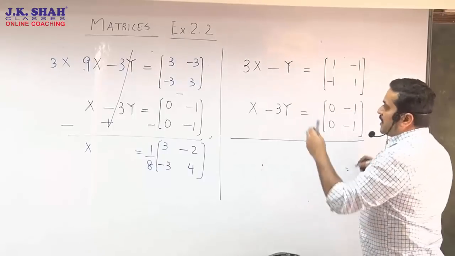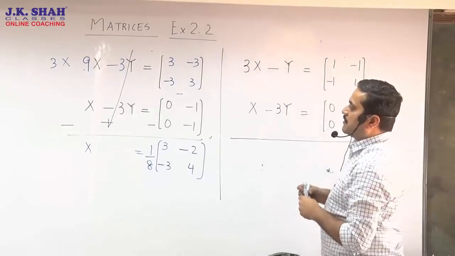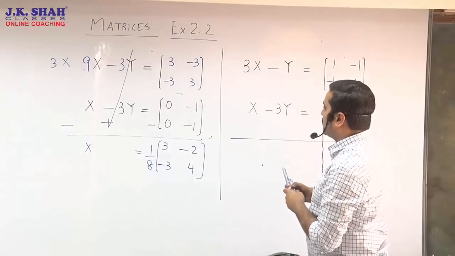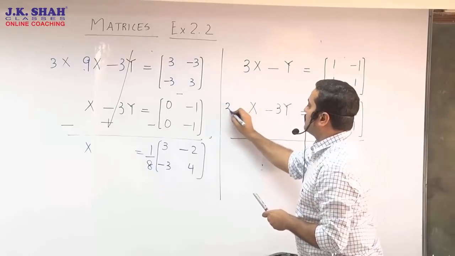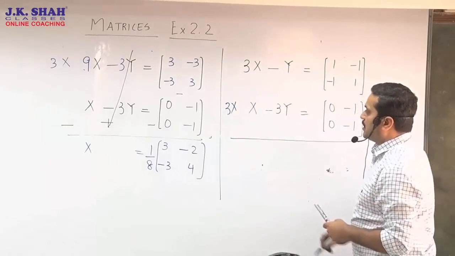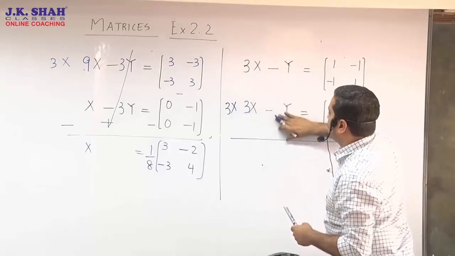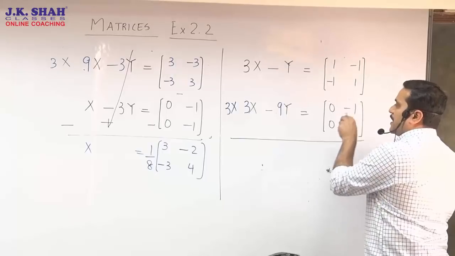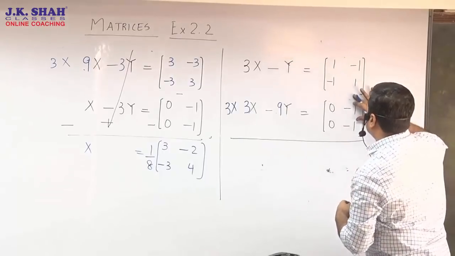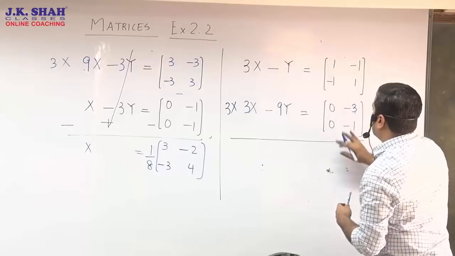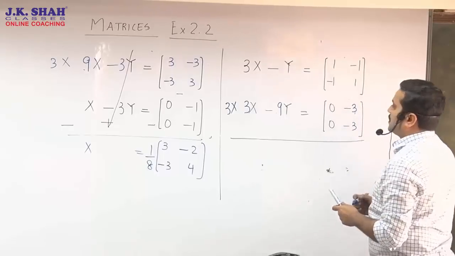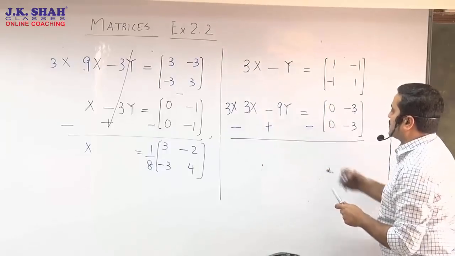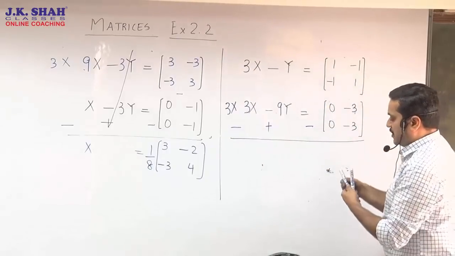So there we multiplied the first equation by 3, because we were finding x. Now since we want to find y, we are going to multiply the second equation by 3. So it's going to be 3x, 9y, and when you multiply the equation by 3, even the matrix has to be multiplied by 3. So 0, minus 3, 0, again minus 3. Now sign change: minus, plus and minus. Remember, you need to perform subtraction between the two matrices.